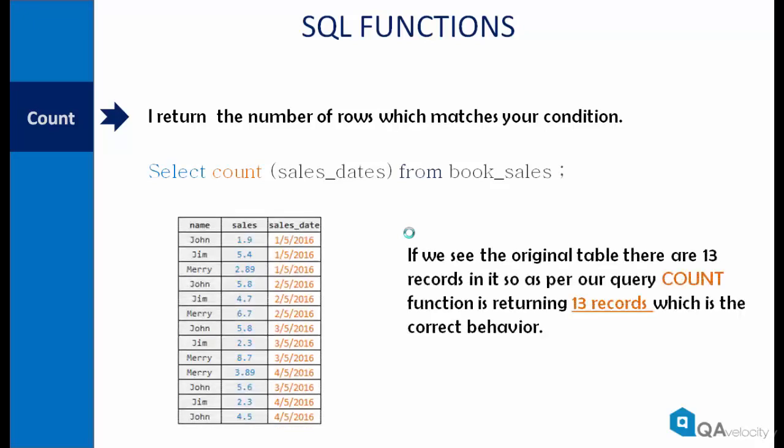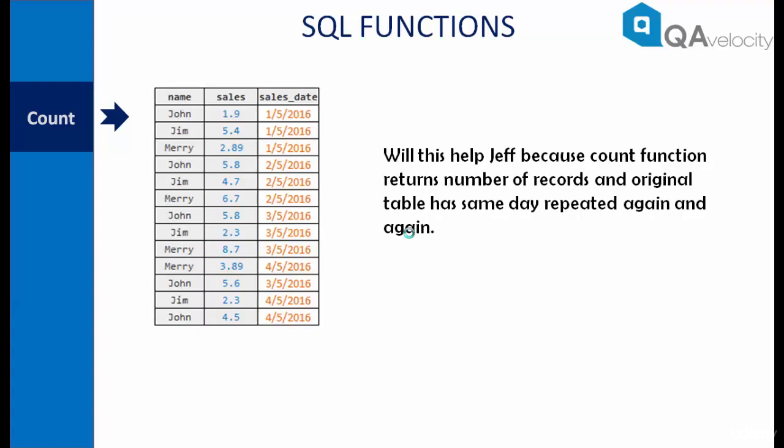Let's see our original table. If we see our original table, there are 13 records in it. So as per our count function, it is returning 13 records, which is absolutely correct behavior. So what say? Will this help Jeff? The count function returns the number of records, but if we see the original table, it has the same day repeated again and again. Not at all.